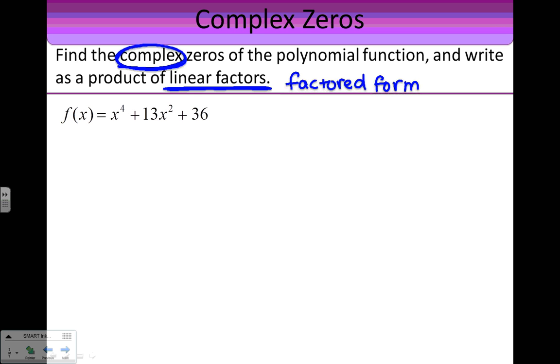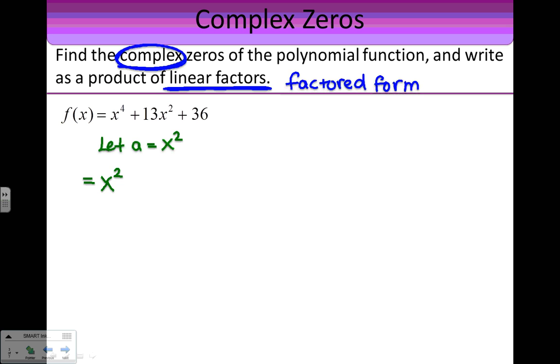My hint that I usually give is that this is very similar to a quadratic, but it's not quite a quadratic. But it resembles it, it looks just like it. So remember, we can use substitution. Let's let a equal x squared. So I'm going to substitute my x squared in for any x's, substitute a in for any x squareds.